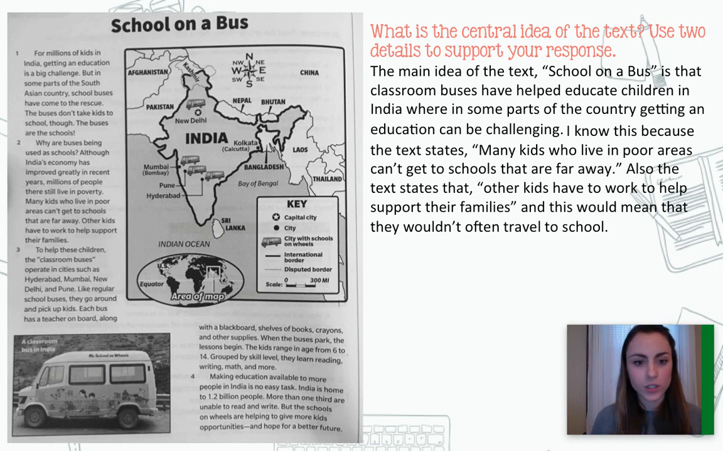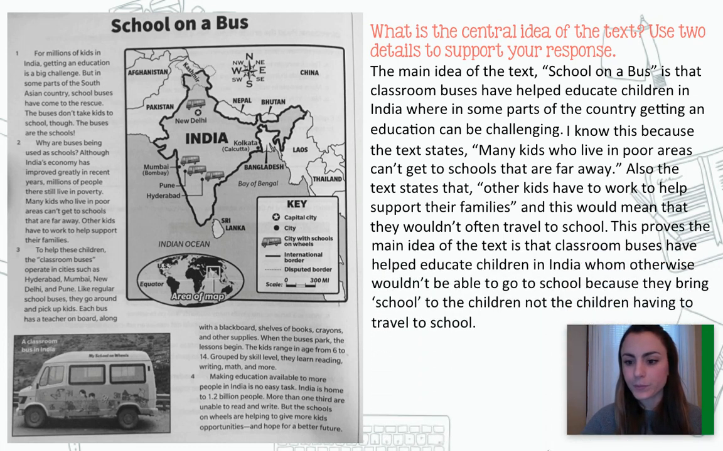Okay, last but not least, we have something called an analysis statement or a conclusion statement. Either of the terms your scholar will have heard, but this is what we expect. Okay, so this proves, they could also say this shows, this proves the main idea of the text is that classroom buses have helped educate children in India whom otherwise wouldn't be able to go to school because they bring school to the children, not the children having to travel to school.